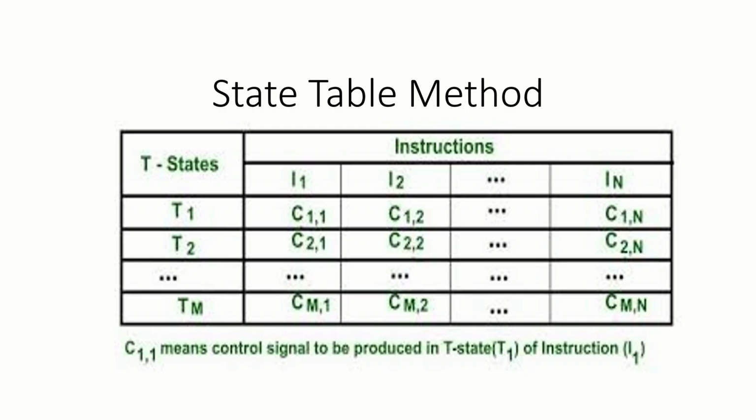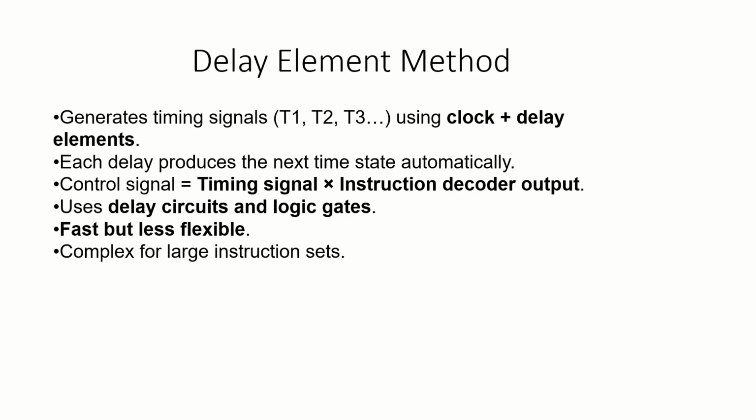Now we saw the methods of designing a hardware control unit system. The first one we discussed is the state table method. In the state table method, there are T states and instructions. There is a T1 state, T2 state, which we studied with an example, where T1, T2 are the timing signals and instructions. C111 means a control signal to be produced in T state T1 of instruction I1.